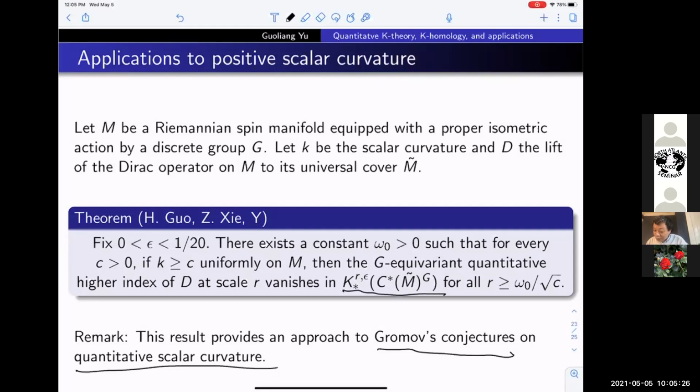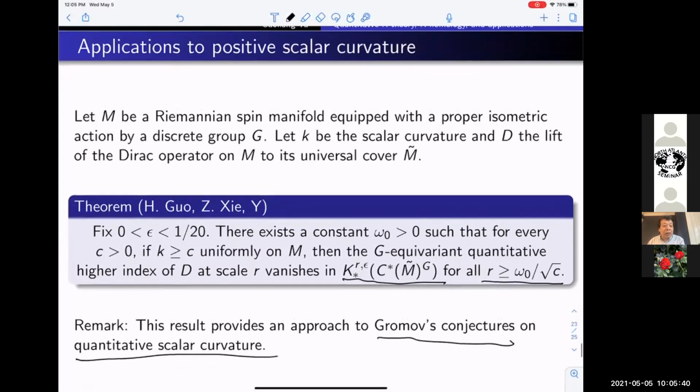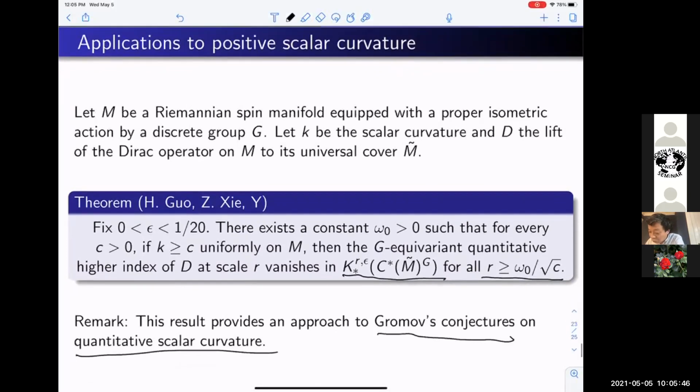Okay, so this theorem essentially says if the scalar curvature is pretty big, then it will vanish already in the quantitative K group in some scale. So the scale is quantified. And this can already be used to prove some version of some of the conjectures of Gromov. So it's just a bridge between what we are doing and what Gromov wanted to do.